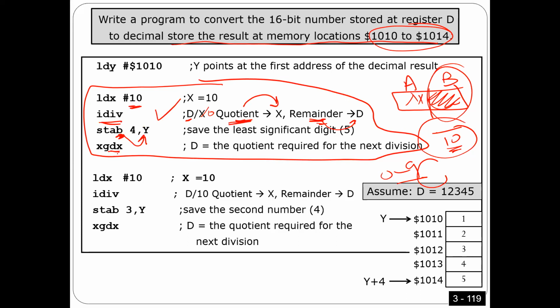Now I'm gonna exchange X because now my quotient is in X. Now I have to move the quotient to D for the next division. So I'm gonna take this quotient, I'm gonna put it in D, so that next time I divide it by 10 again. Okay, guys. So just to repeat again, I have to work on this quotient. I'm gonna take this quotient, divide it by 10 again. Okay, guys.